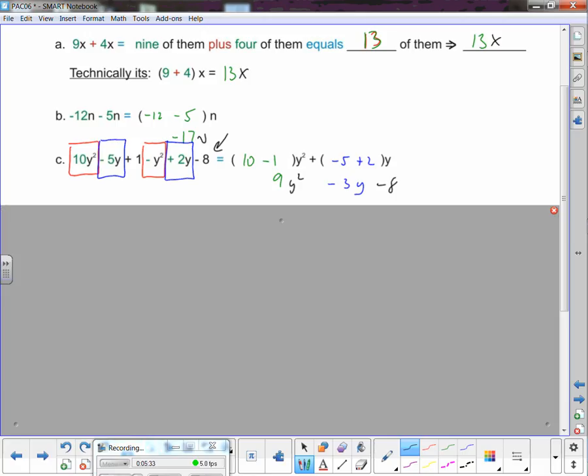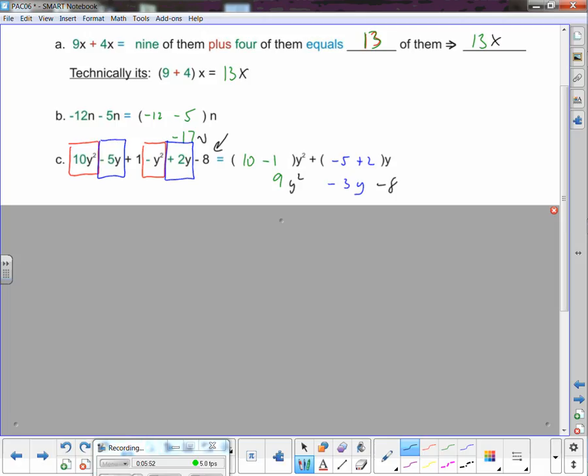You can't add an 8 and a negative 3y. That would be an example like this. 4 ounces of gold plus an apple is 4 ounces of gold plus an apple. Or 4 ounces of gold plus 8 is 4 ounces of gold plus 8. They're not like terms either. You can't do anything else.